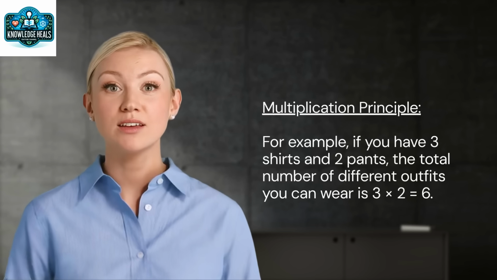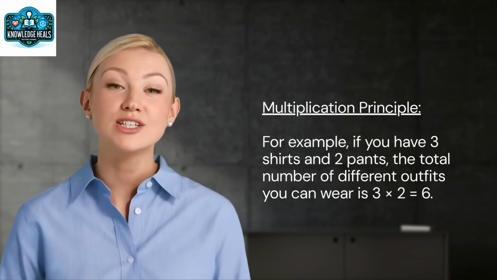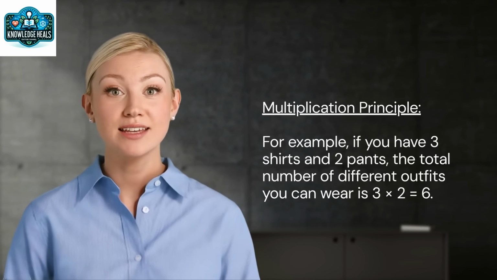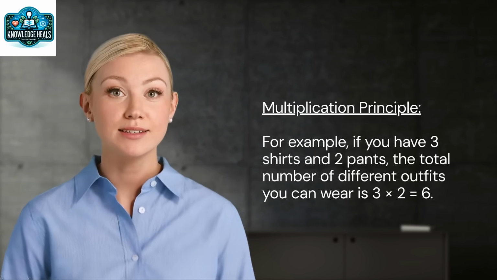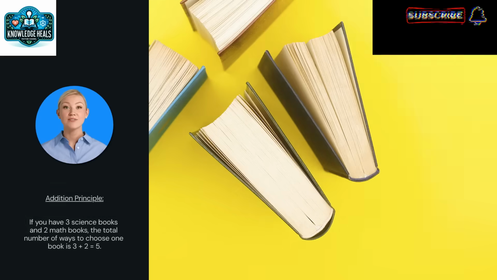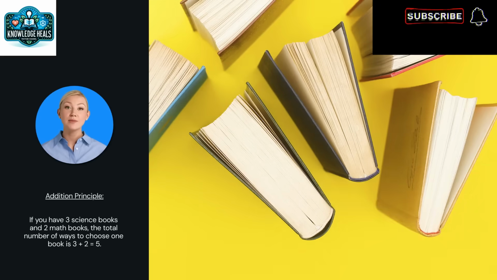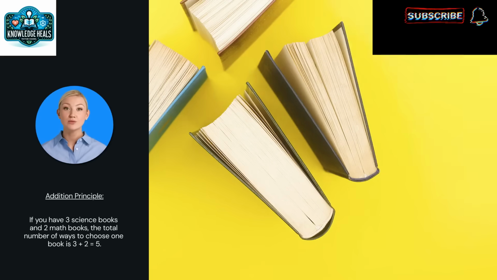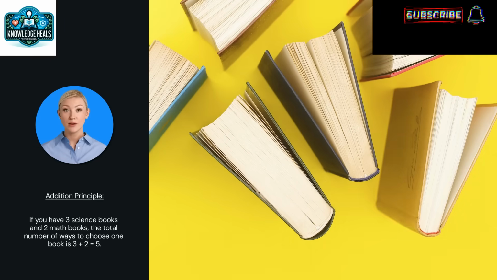For example, if you have 3 shirts and 2 pants, the total number of different outfits you can wear is 3 times 2 equals 6. There are 6 different outfits. If you have 3 science books and 2 math books, the total number of ways to choose one book is 3 plus 2 equals 5. There are 5 possible ways.